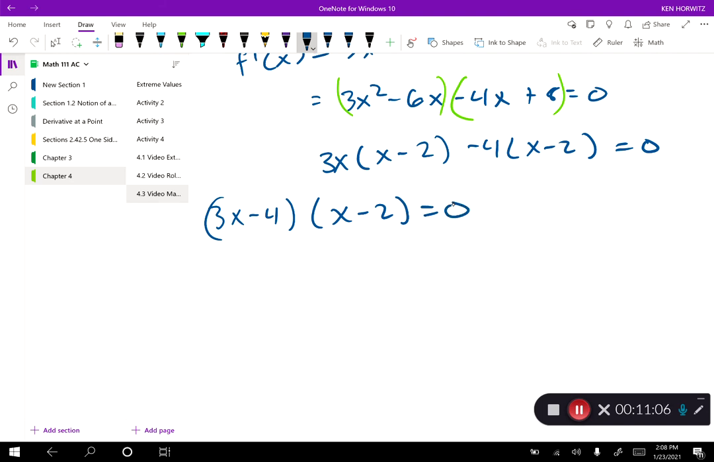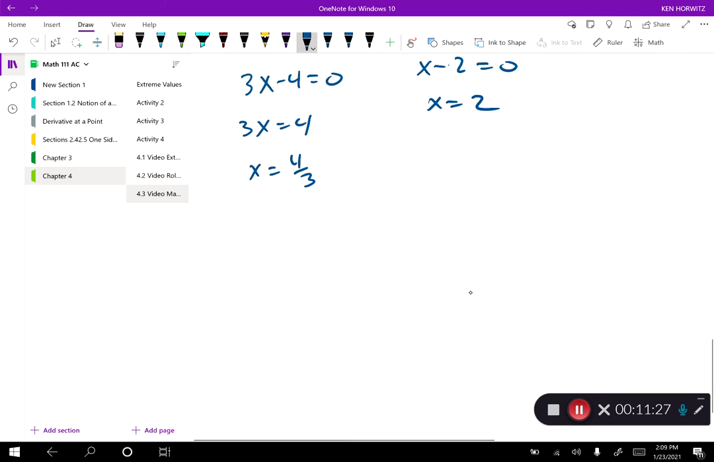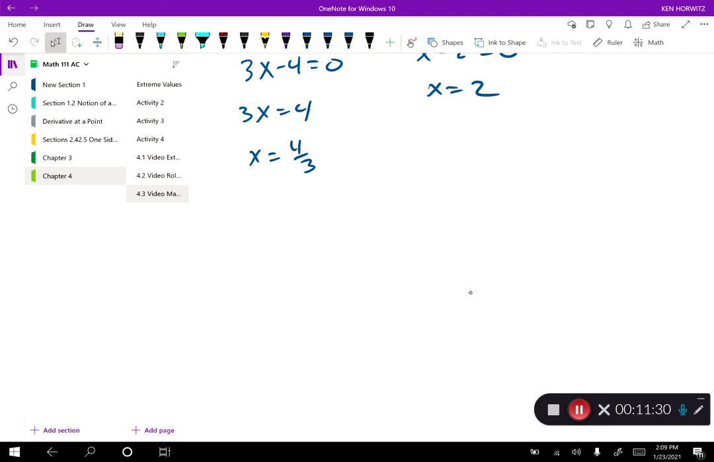All right, so now I got to solve both of these. So I get 3x minus 4 equals 0, 3x equals 4, x equals 4/3. x minus 2 equals 0, x equals 2. And now we're going to go make a chart. Now the chart is basically a test for max and min, but really what we're testing for is increasing and decreasing, all right? And here's the way we're going to make that chart.